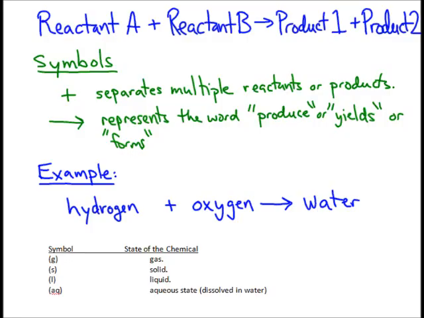Now, in this example with hydrogen and oxygen, we know that we used hydrogen gas, so I'm just going to put a G in brackets. I'm going to put a G in brackets behind the oxygen. And because the water I'm going to produce will be liquid, I'll put an L behind the water. Okay. Usually you'll see this as a subscript, but it doesn't necessarily have to be. But it's always in brackets after the word.